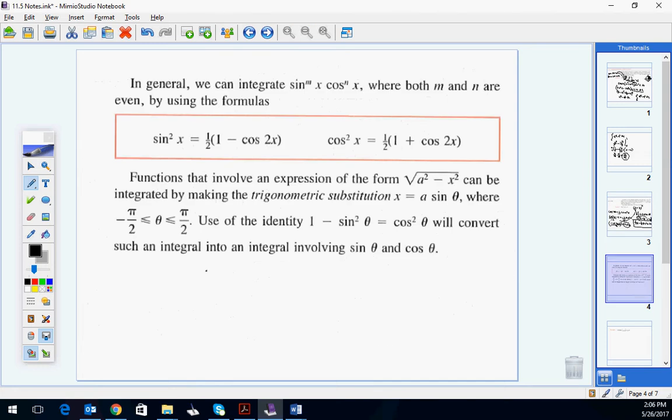So in general, we can use integration of the idea that sine squared x is going to give you 1/2 times 1 minus cosine 2x, and cosine squared is going to give you 1/2 times 1 plus cosine 2x. So essentially, we just proved that. Okay. So just the idea that sine squared x is this is a formula it's given you.